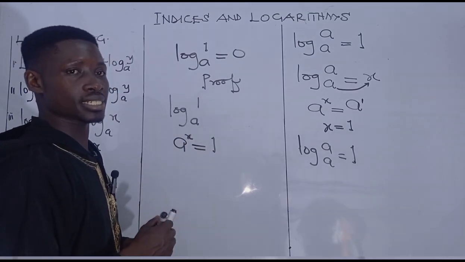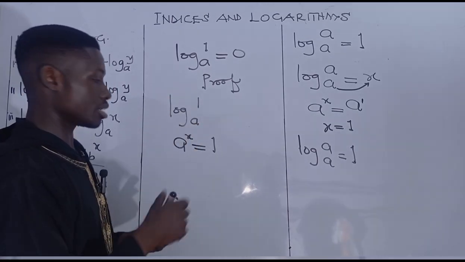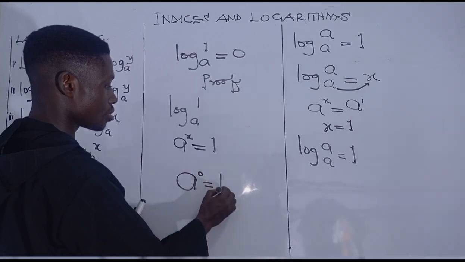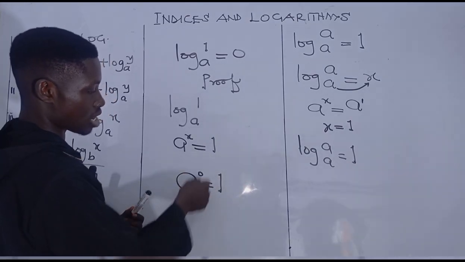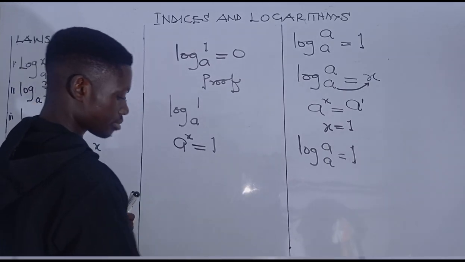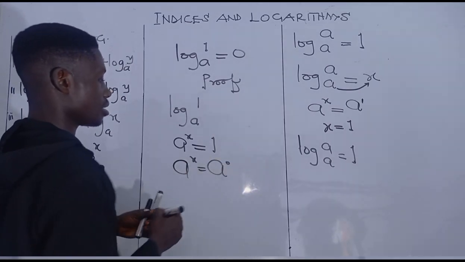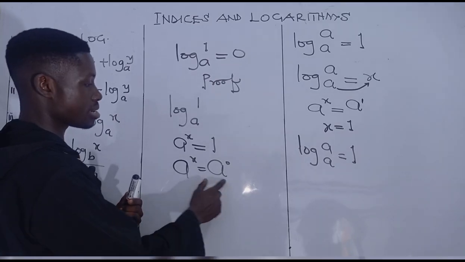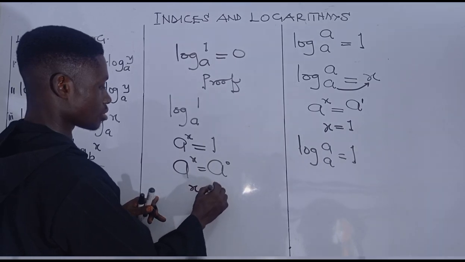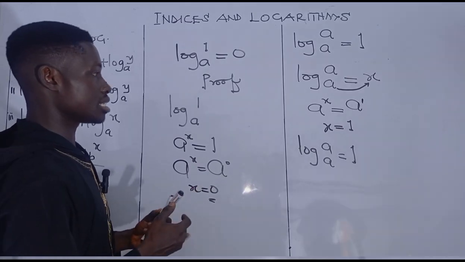Now remember, in indices, we said that any non-zero number raised to the power 0 gives you 1. So this means that in place of 1, we can substitute a raised to the power 0. Now we have an exponential equation. Since the bases are equal, we equate their exponents. So we have x is equal to 0. So that is what we have here. You can apply it in this form as well.